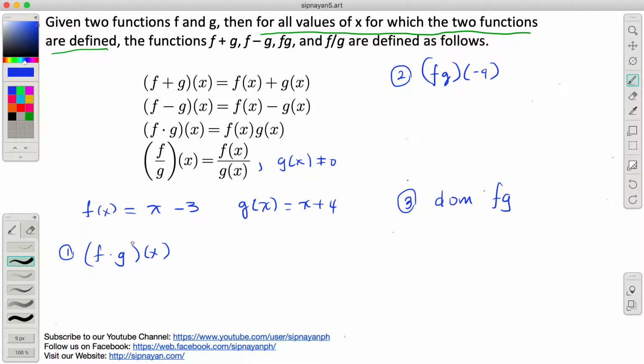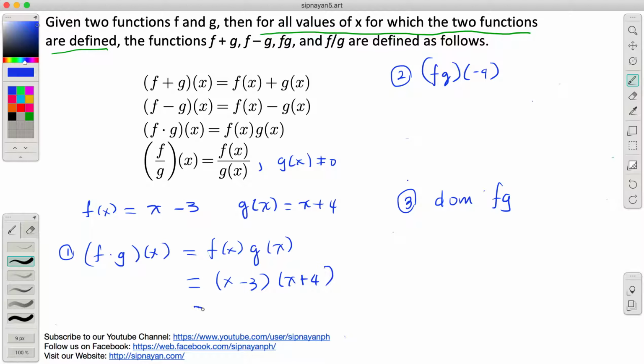No? So, for example, f of x equals x minus 3 tapos g of x equals x plus 4, f times g of x is equal to f of x times g of x. Meaning, substitute lang natin, no? Ang f of x natin ay x minus 3, diba? Tsaka yung g of x naman natin ay x plus 4.